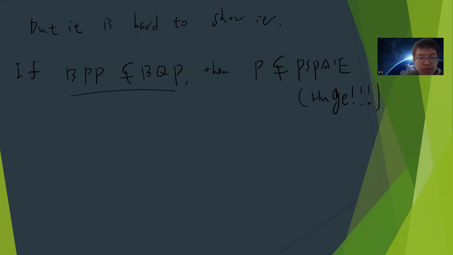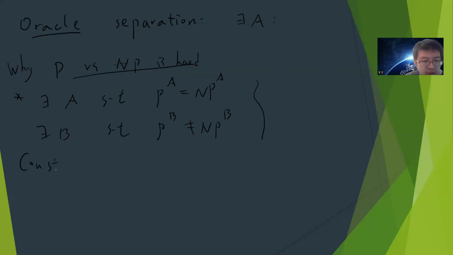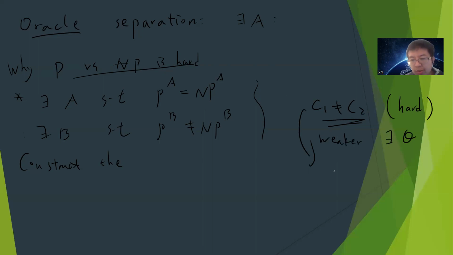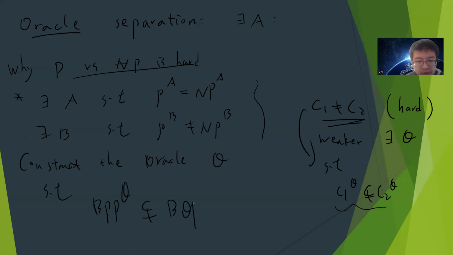So in general, if I want to prove that C1 is different from C2 in the complexity class, usually this is hard. But I can prove a weaker result: I can find an oracle O such that C1^O is different from C2^O. So our goal for this video is to construct an oracle O such that BPP^O is different from BQP^O.